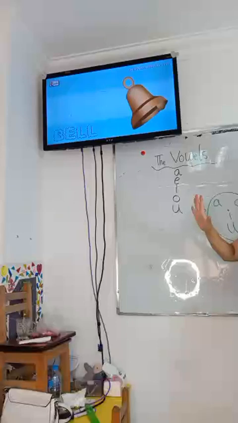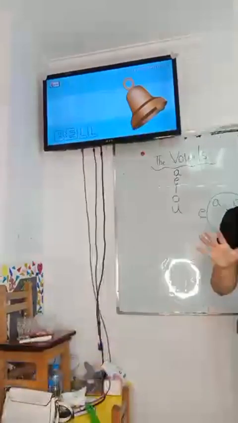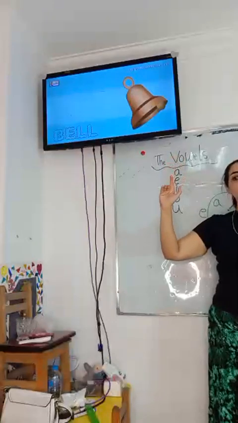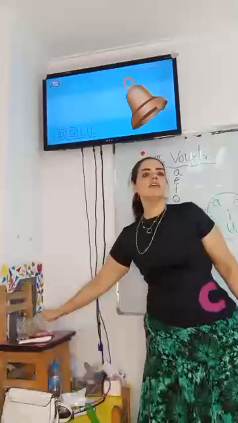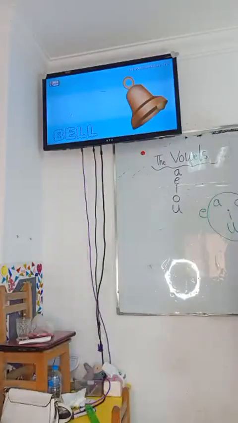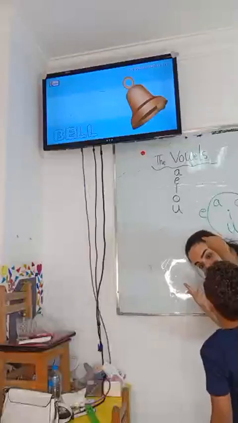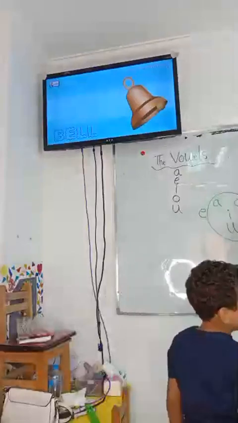How many vowels do we have? Five. Bravo, Malik. How many vowels do we have? Five vowels. Yeah, let's say the vowels again. A, E, I, O, U. Bravo. Great job. Yasin, can you tell me the vowels alone without any help? A, E, I, O, U. Bravo, clap your hands for Yasin.